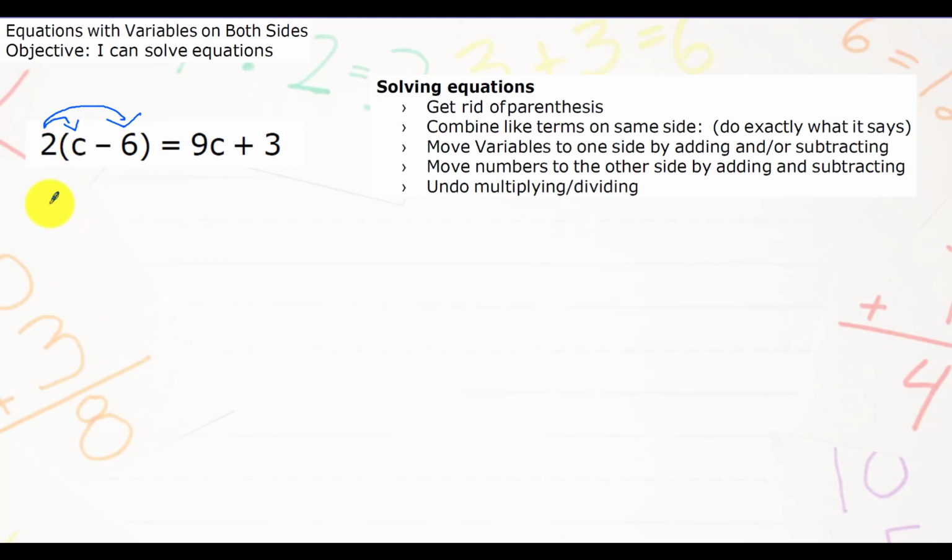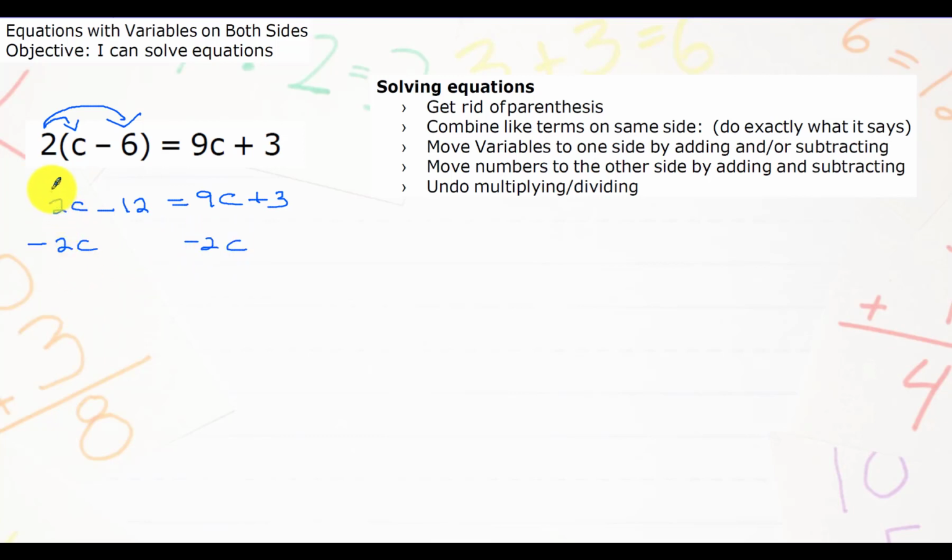2 times c is 2c. 2 times minus 6 is minus 12. Bring down the right side. Next, check if we have any like terms. We don't have any like terms here, and we don't also have any like terms here. Now, I have here 2c and 9c. Since this one has a smaller coefficient, let's get rid of our 2c first. So subtract 2c to both sides.